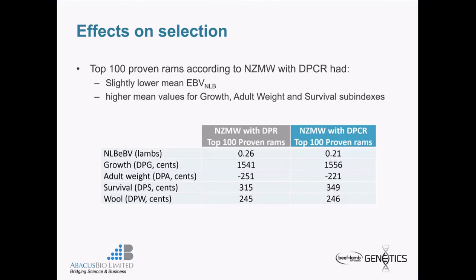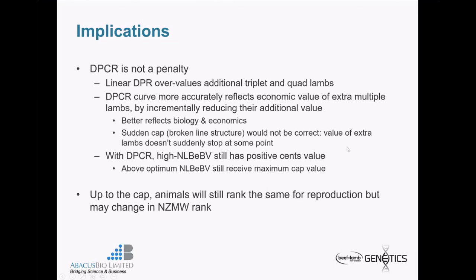The dual-purpose capped reproduction curve is reflecting the extra value of multiple lambs, but based on where those rams are going to take you. Are they going to take you too far beyond the optimum for your farm? So they better reflect the biology and the economics.